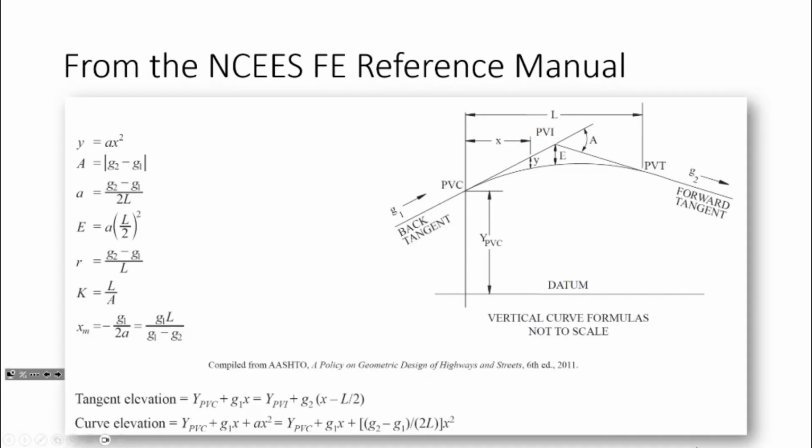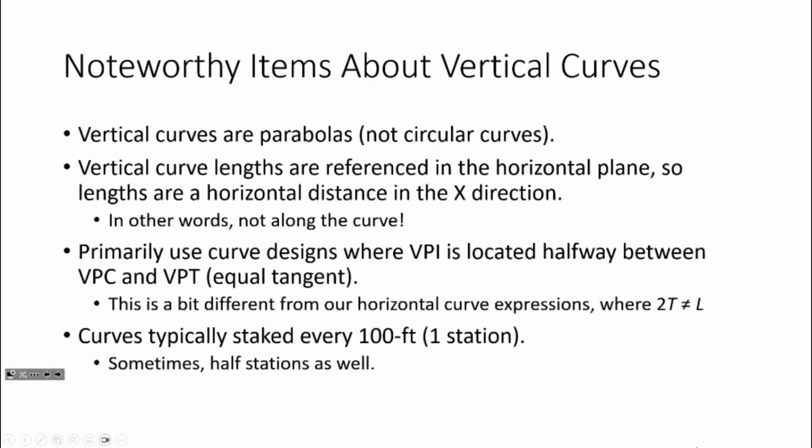Any questions so far? Okay. A couple things. This is a lot of stuff where I'm just trying to really hammer this in. Again, vertical curves, they are parabolas. They're not circular curves like they were with horizontal ones. We do reference the lengths in the horizontal plane. So we're not stationing along the curve. We're sort of just stationing along the x-axis. So it actually makes that part pretty easy. And so we primarily use curve designs where the VPI is halfway between this and this. So we had a problem with that with circular curves where 2T didn't equal L. That's not going to be the issue with vertical curves. That part's going to be pretty easy.